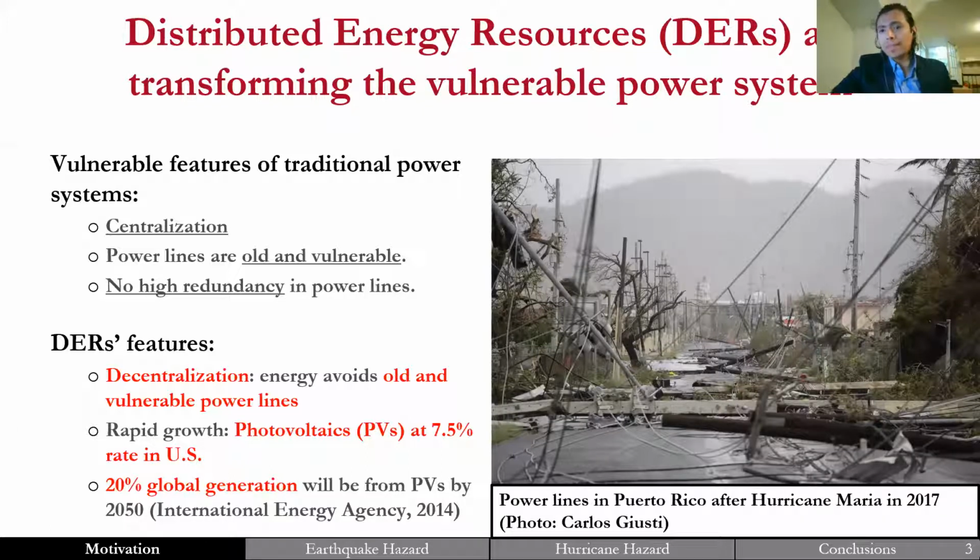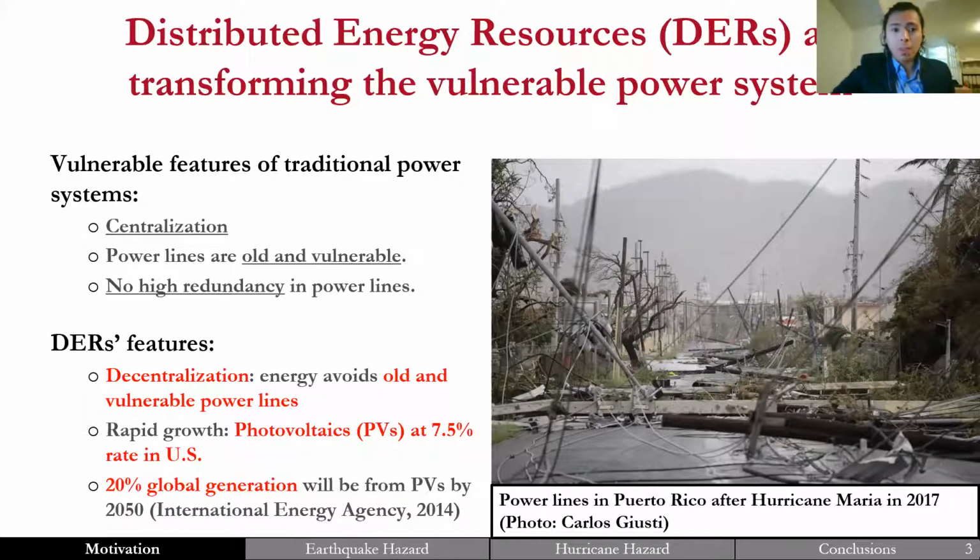However, the system is changing. It's changing a lot. People are now generating power basically on their rooftops with, for example, solar panels, and that's distributed energy resources. The system is being decentralized, and that has the benefit of reducing the dependence of the consumers on these vulnerable power grids or vulnerable distribution lines.